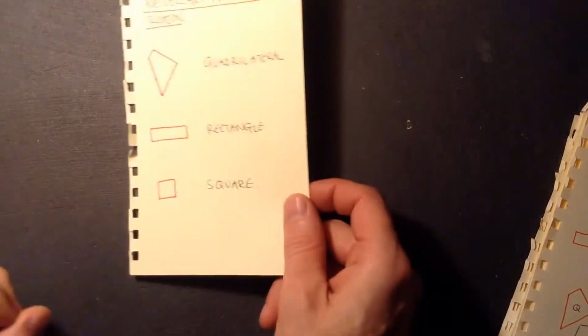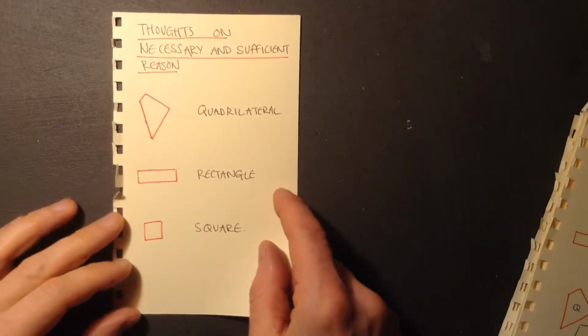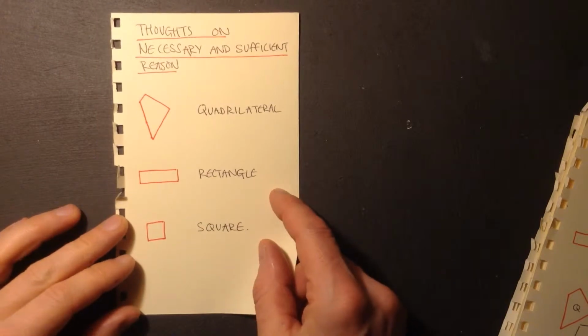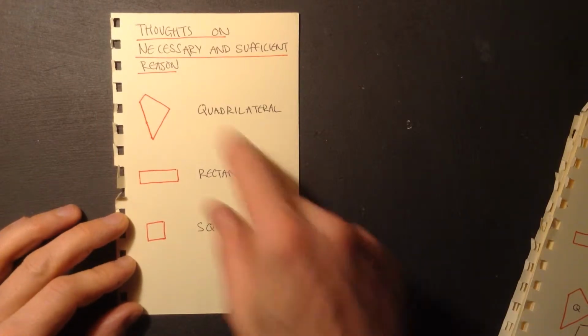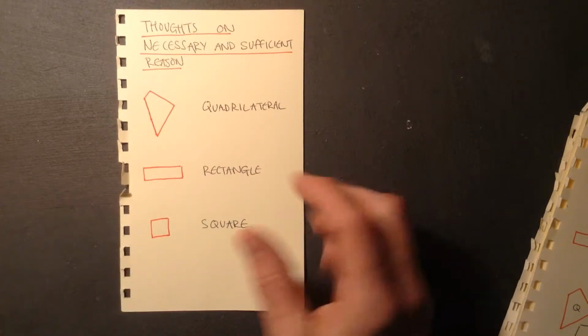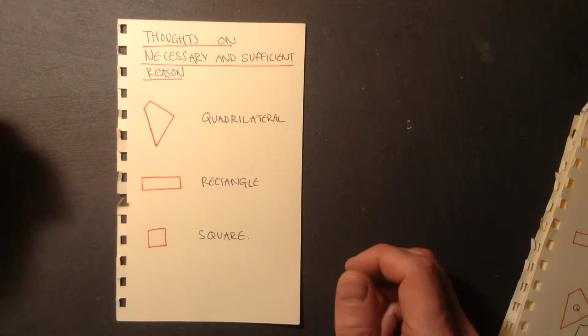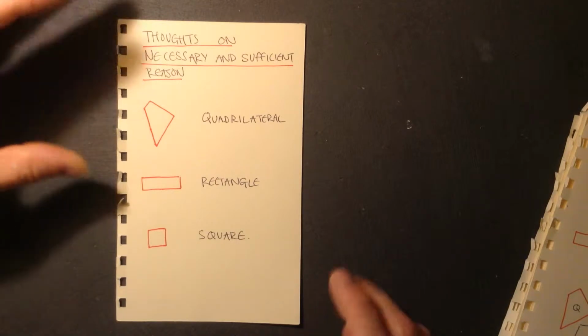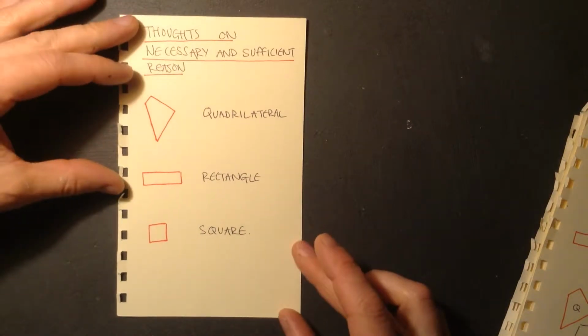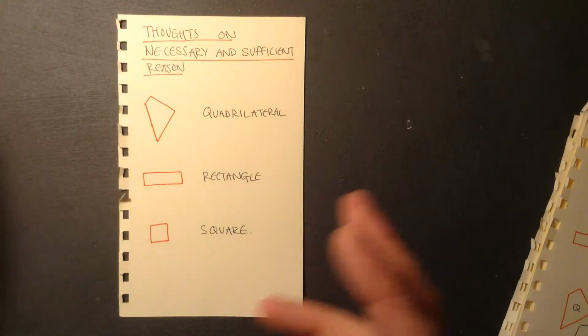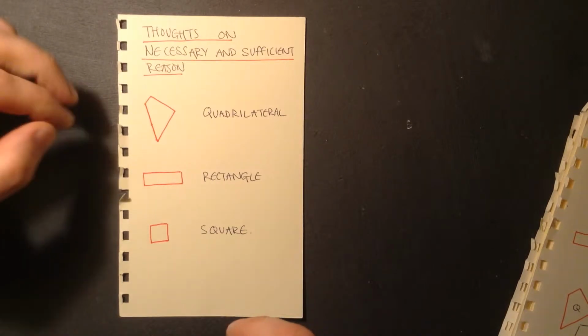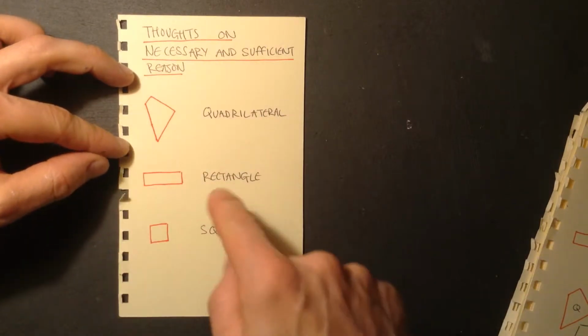Oh, hi there. I'm just trying to make a video on something that I'm trying to learn about. I was interested in necessary and sufficient reason, so I've put this together to try and teach myself how it all works. I've done this as a series of diagrams that could be of use or help to someone when learning about this.